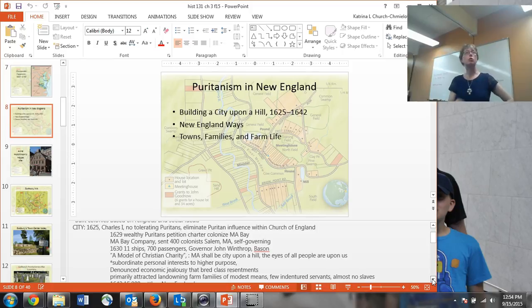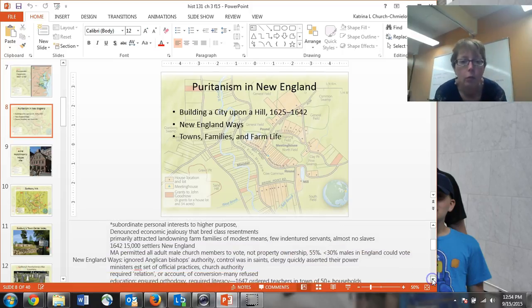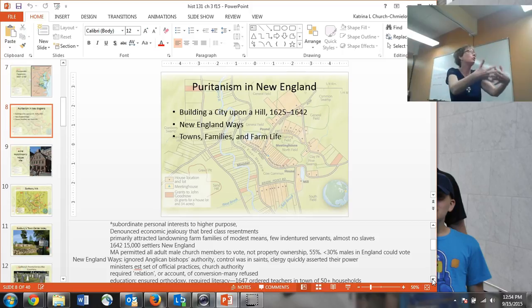Okay? It was this great society. It was creating this great society. And one of the precepts of Puritanism is that they would subordinate personal interest to higher purposes. Okay, so if you were a merchant, you could only charge a certain amount of money for things. You couldn't overcharge.